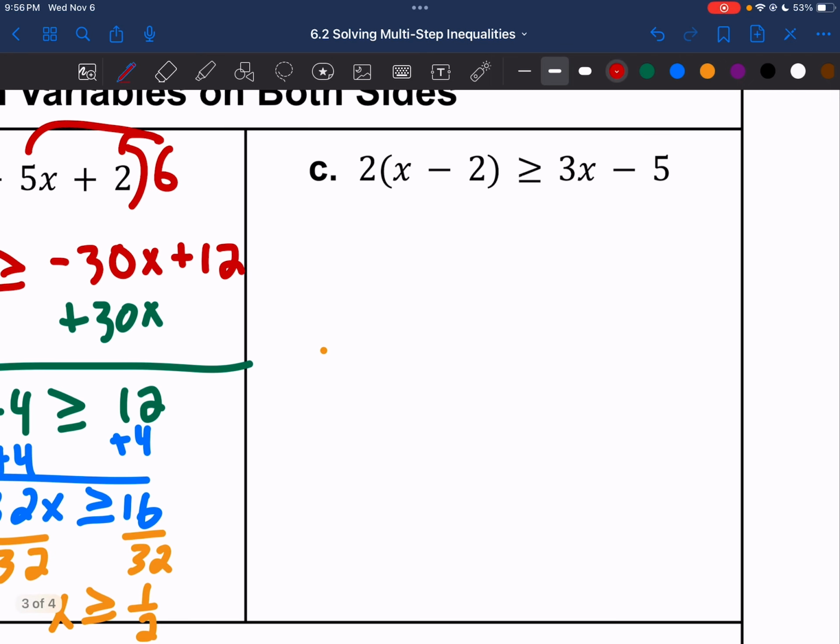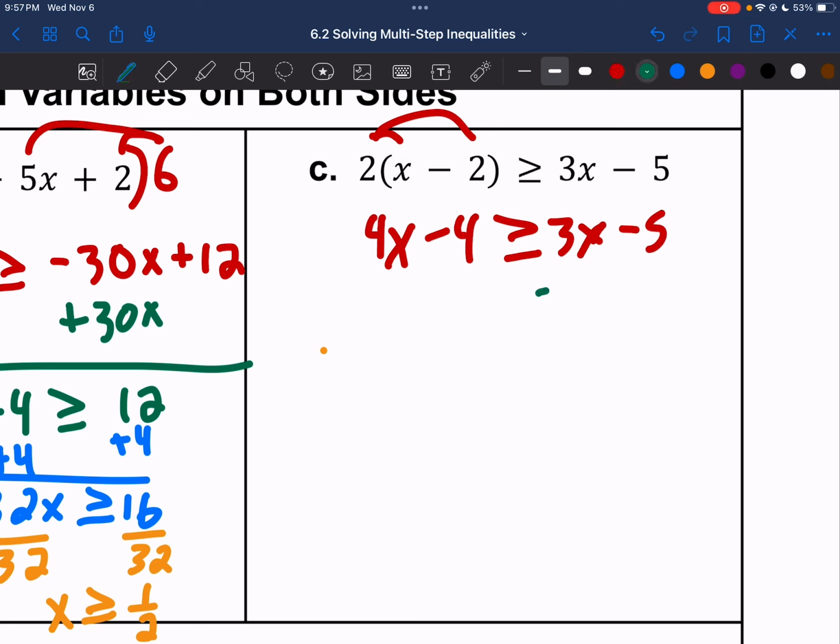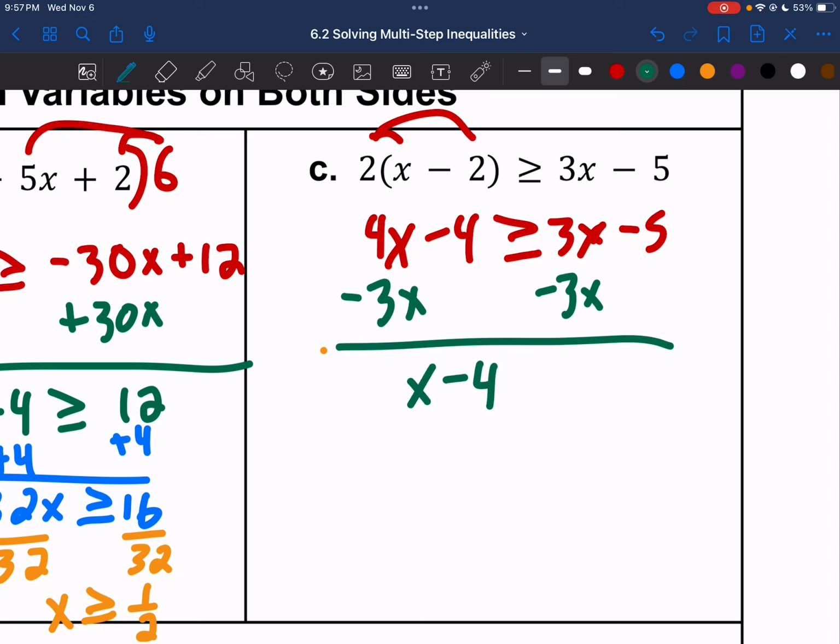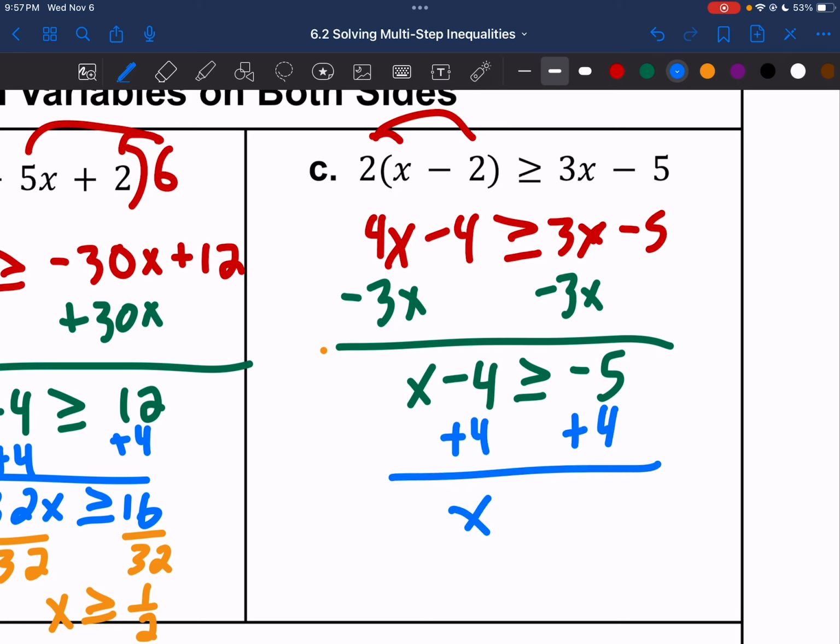All right, letter C, we need to do distributive property first. So 2 times x, 2 times negative 2. We get 4x minus 4 is going to be greater than or equal to 3x minus 5. So I'm going to subtract the 3x from both sides because, again, this keeps my variable positive. In this case, it's just a positive 1. Minus 4 is less than or equal to negative 5. And we add 4 to both sides of our inequality. We get x is greater than or equal to negative 1.